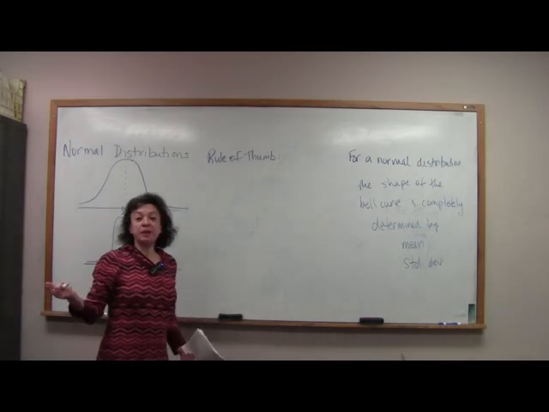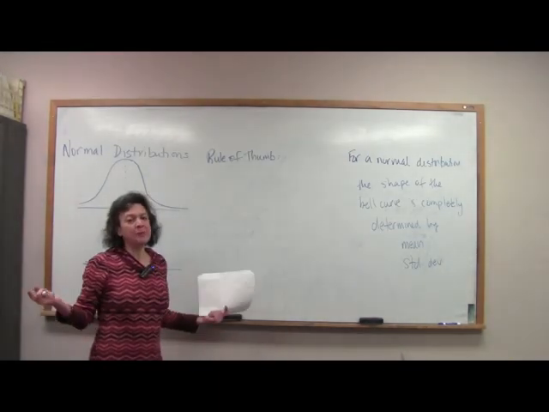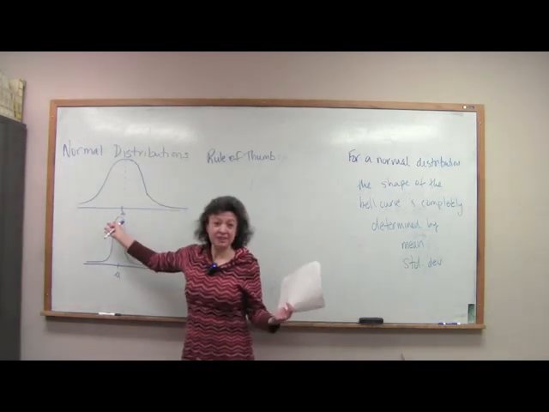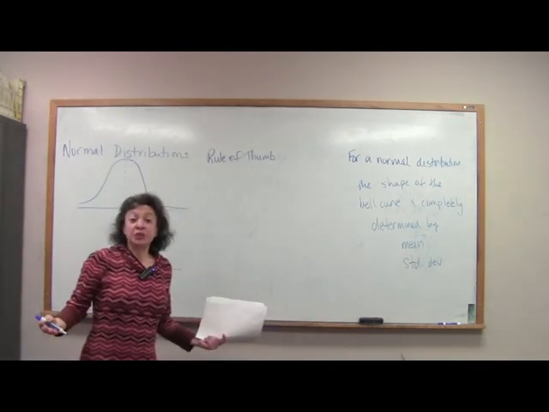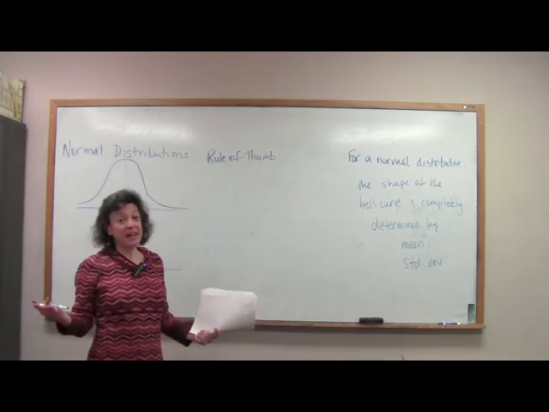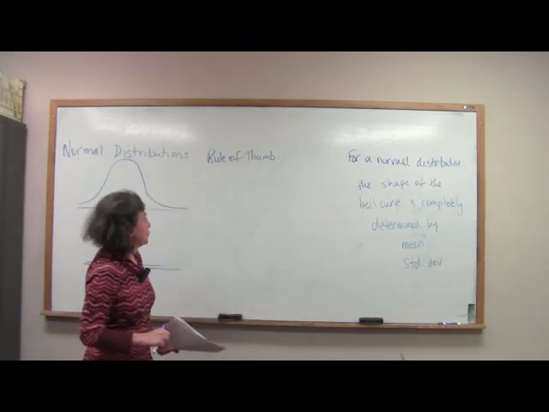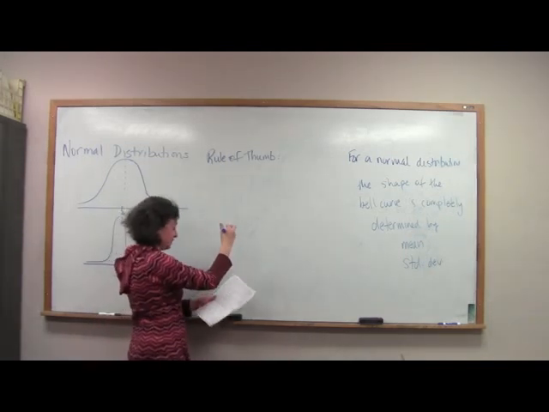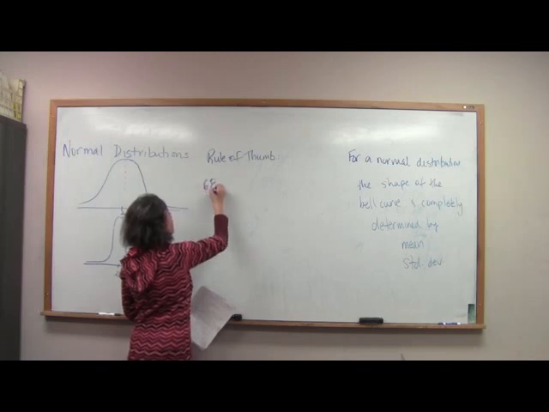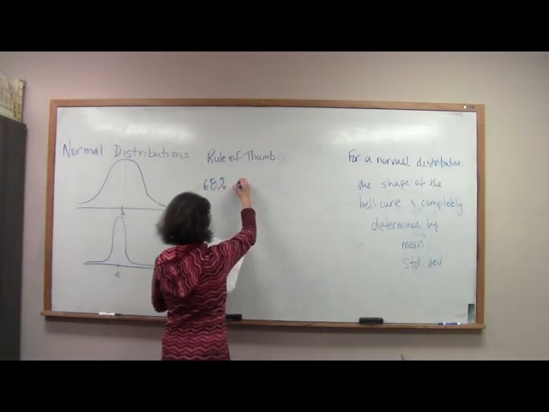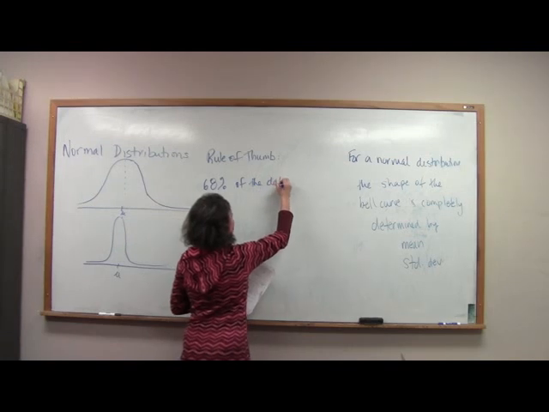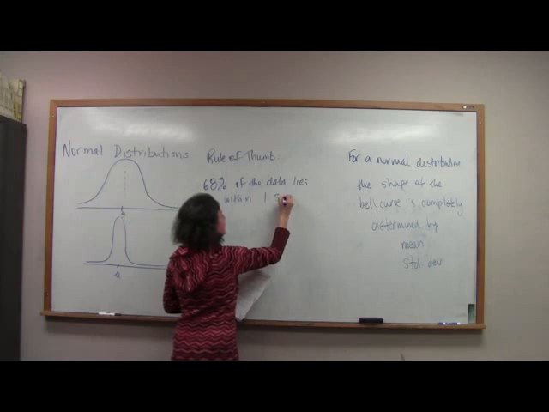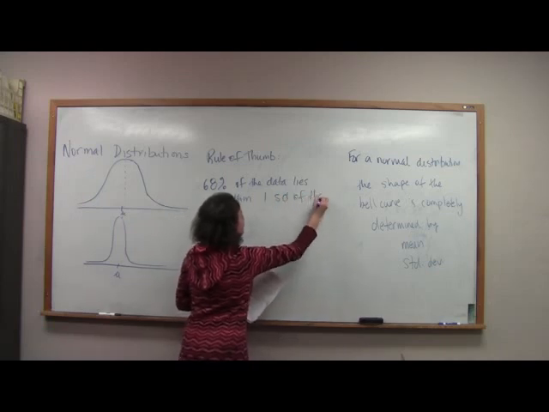So if a data set can be modeled by a normal distribution, I mean, obviously in quote unquote real life, nothing falls perfectly like this, but it turns out that a lot of things can actually be modeled very, very accurately using a normal distribution. And it turns out that if a data set is normally distributed, approximately 68% of the data lies within one standard deviation of the mean.